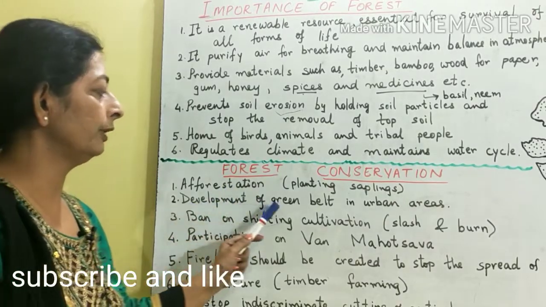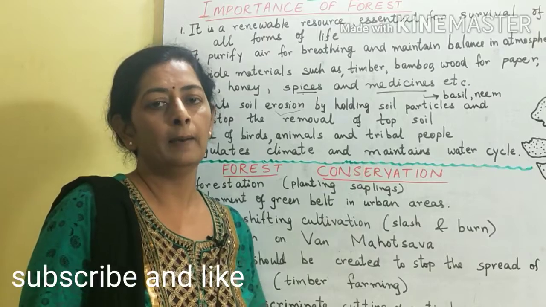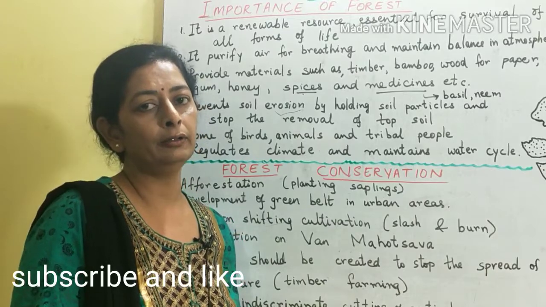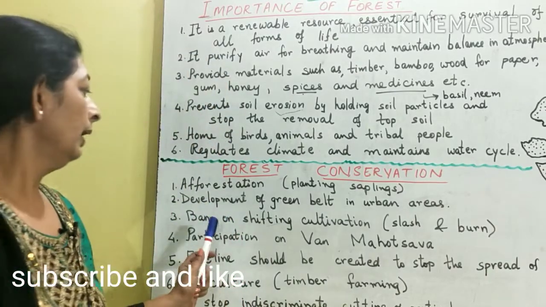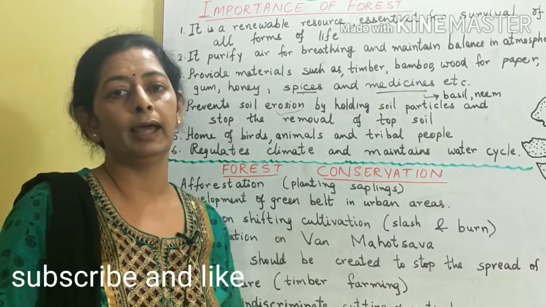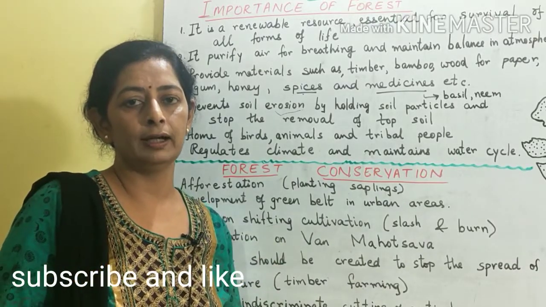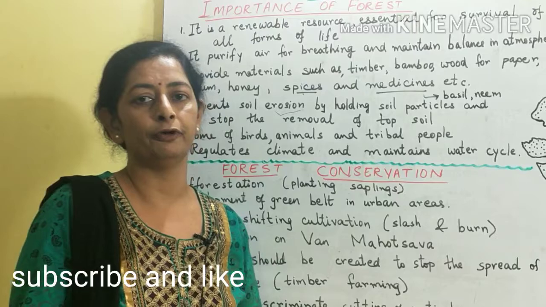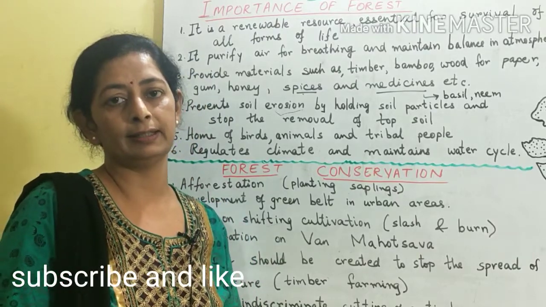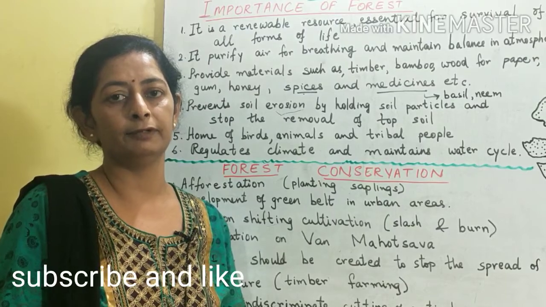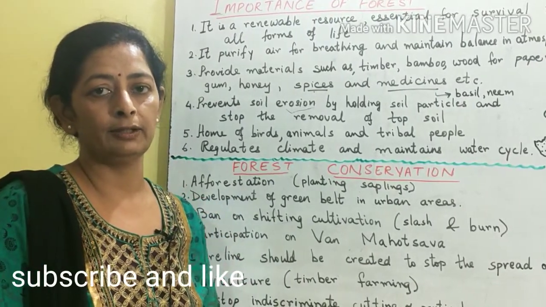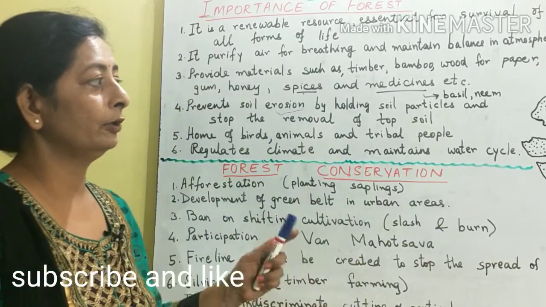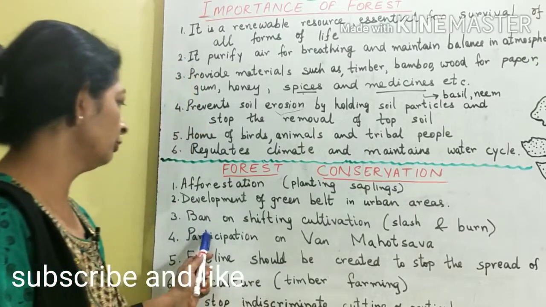Next is development of green belt in urban areas. In urban areas, parks and gardens should be developed and trees should be planted along the roads and railways also. Then ban on shifting cultivation. We all know that in the northeastern area of India, slash and burn cultivation takes place, where people generally burn the forest, but before that they cut the forest, they slash it and break the stems and leave it for some time, and when the leaves and stems get dried, they burn it. So that is slash and burn cultivation, which is very prevalent in northeastern parts of India. So that should be banned.